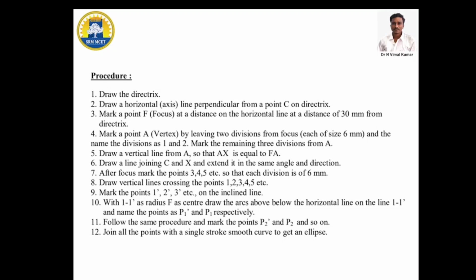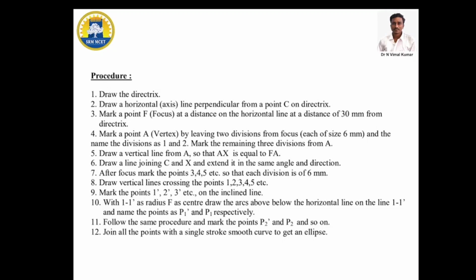Draw a vertical line from A so that AX is equal to FX. Draw a line joining C and X and extend it in the same angle and direction. After the focus, mark the points 3, 4, 5, etc., so that each division is of 6 mm. Draw vertical lines crossing the points 1, 2, 3, 4, 5, etc. Mark the points 1 dash, 2 dash, 3 dash, etc. on the inclined line.